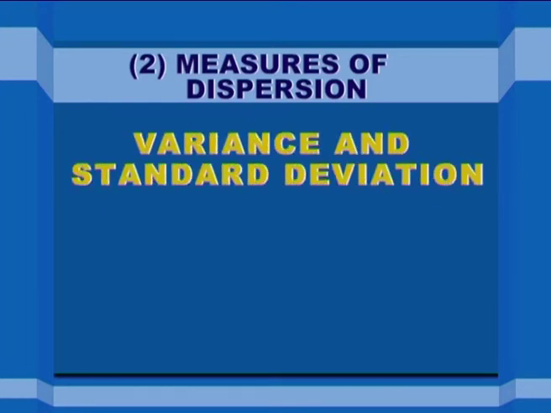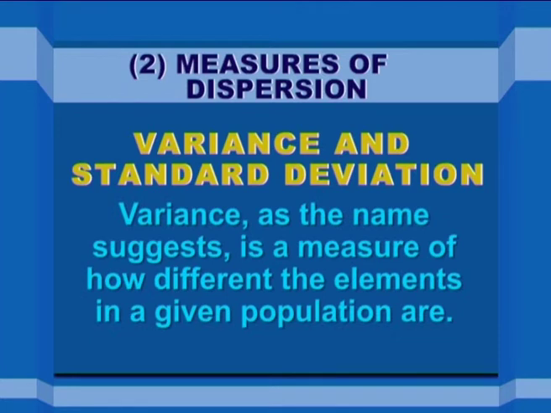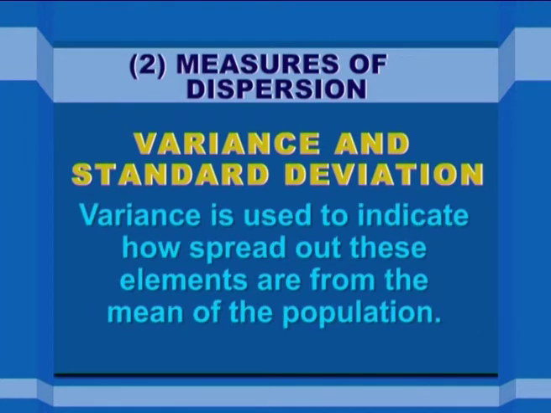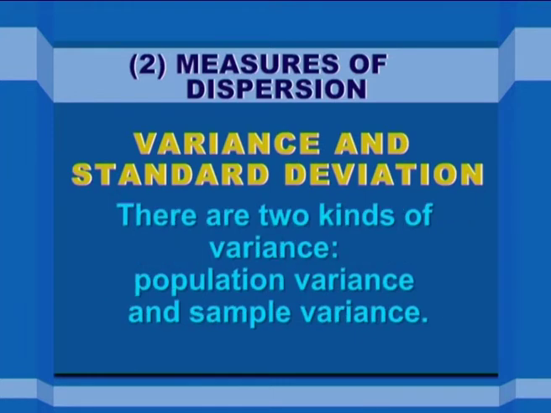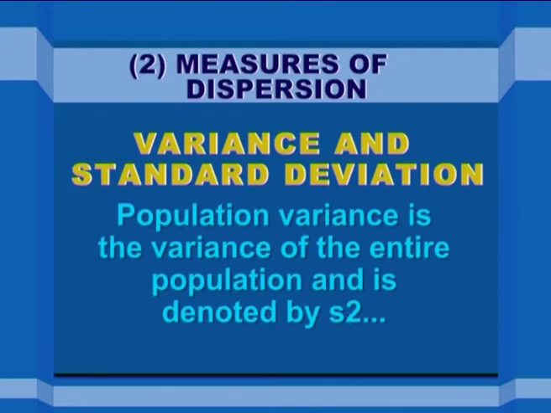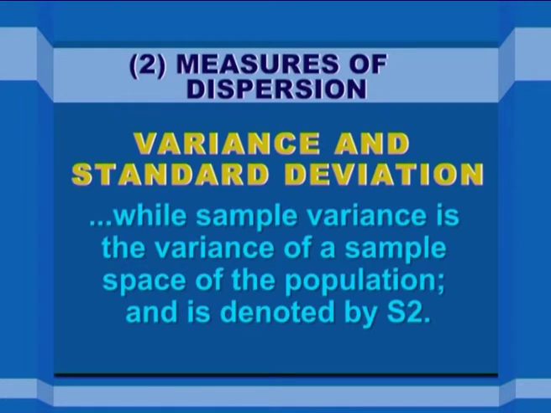Then we have variance and standard deviation. Variance, as the name suggests, is a measure of how different the elements in a given population are. It's used to indicate how spread out these elements are from the mean of the population. There are two kinds of variance, population variance and sample variance. Population variance is the variance of the entire population and is denoted by σ², while sample variance is the variance of a sample space of the population and it is denoted by capital S².